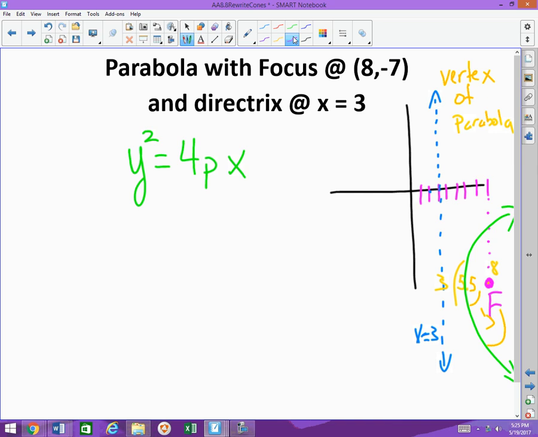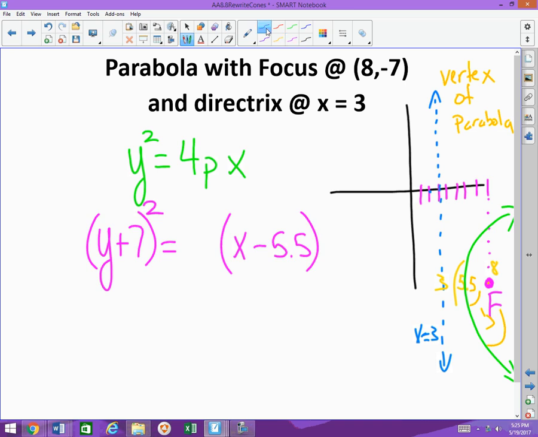So we can say then the y is (y + 7) squared, and then we would have (x - 5.5). Now we have to figure out what is the value of p. Well, p is the distance from here to there, or from there to there. And that is going to be 2.5, because 5.5 plus 2.5 is 8. So then 4 times 2.5 is equal to 10. And so our equation is (y + 7) squared equals 10 times (x - 5.5).